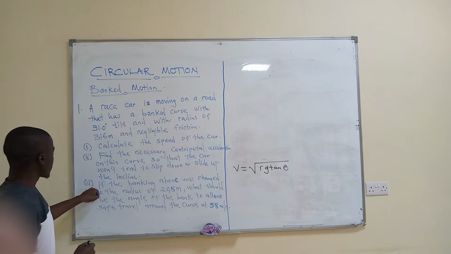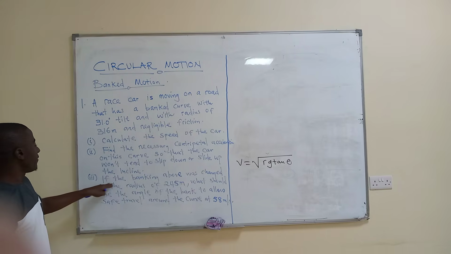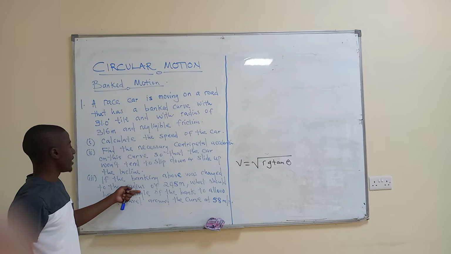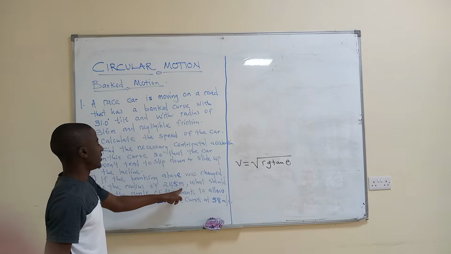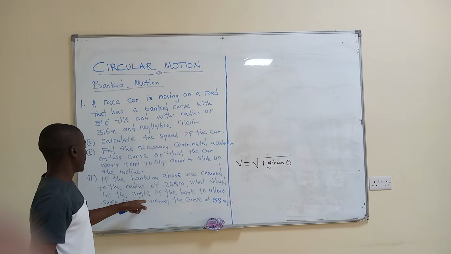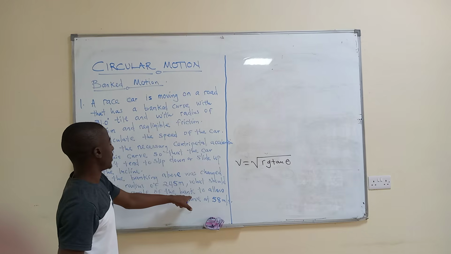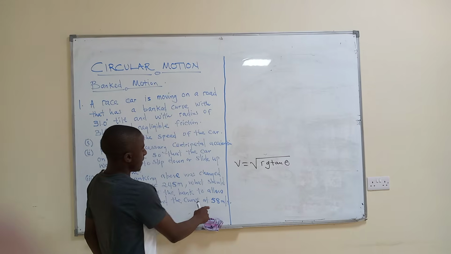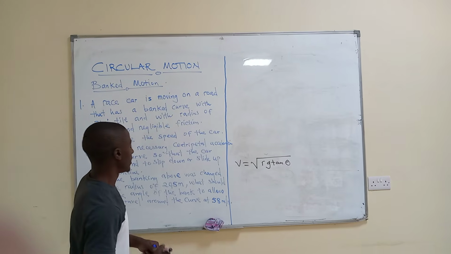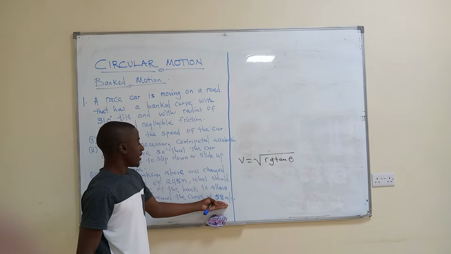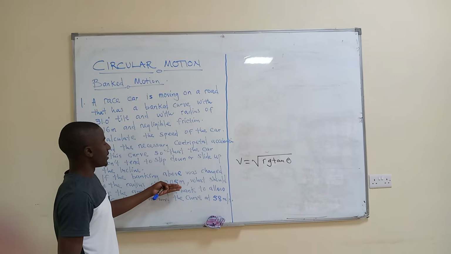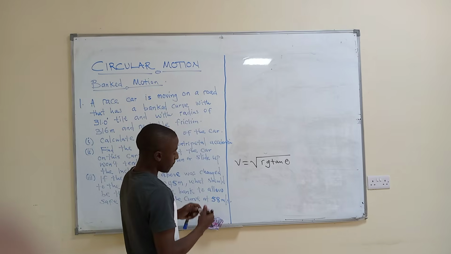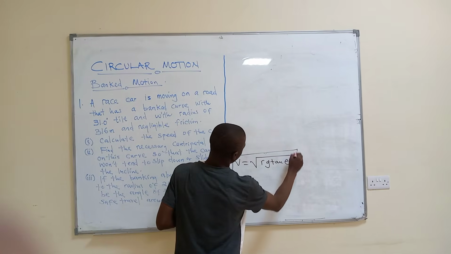So the last question, or the third question, they are saying if the banking above was changed to the radius of 245 meters, what should be the angle of the bank to allow safe travel around the curve at 58 meters per second? So we have been given the speed, and also the radius, and then we are asked to calculate the angle. So we are going to abide by this same formula.